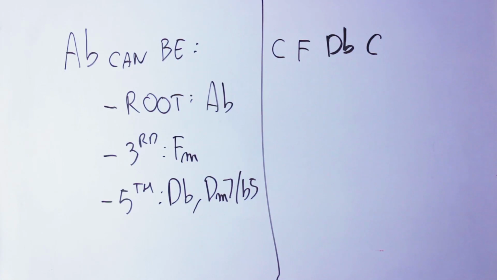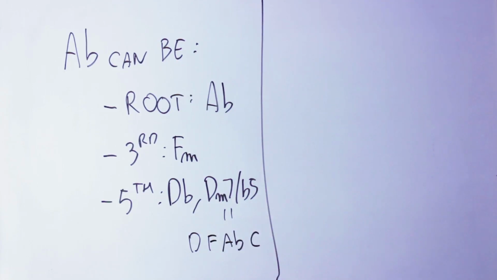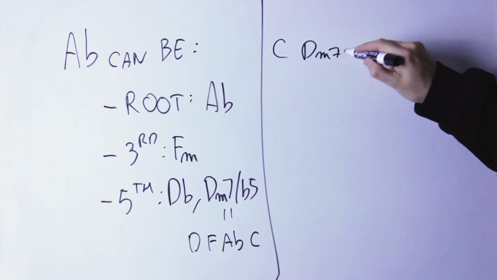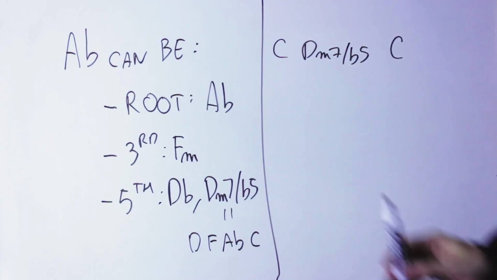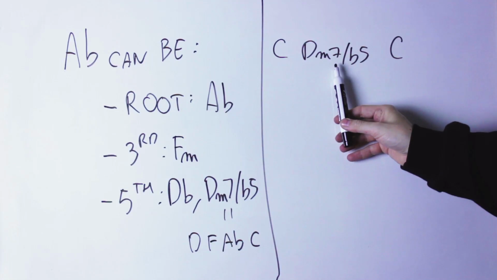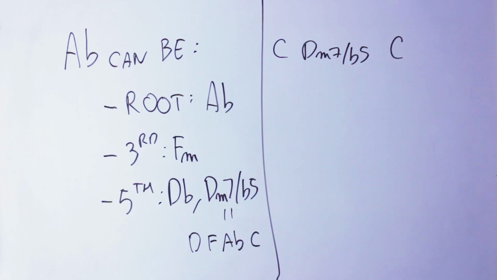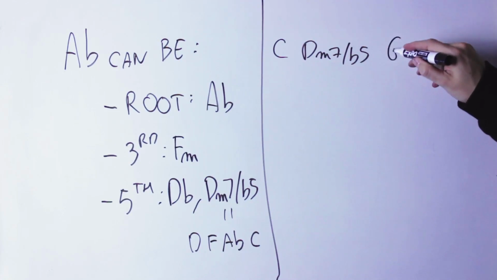Or I can use the D minor 7 flat 5 chord. Technically the 7th is not an absolute necessity here. I could just use the D diminished triad, but personally I like it better in its 7th chord version. The notes of the D minor 7 flat 5 chord are D, F, A flat, C. Here I'm just playing C, D minor 7 flat 5, C again. Or I can follow with a G, so C, D minor 7 flat 5, G, C.